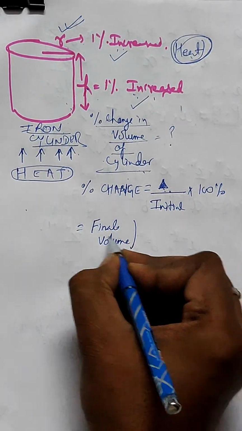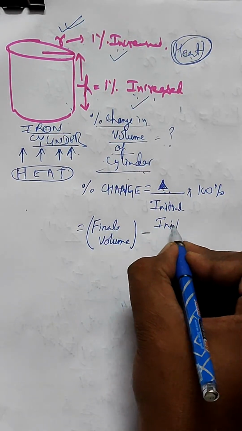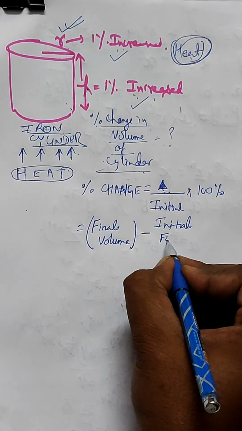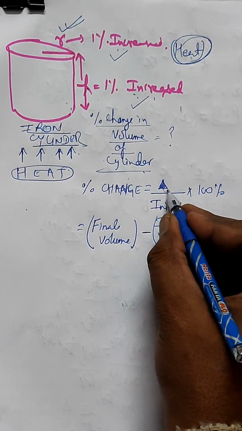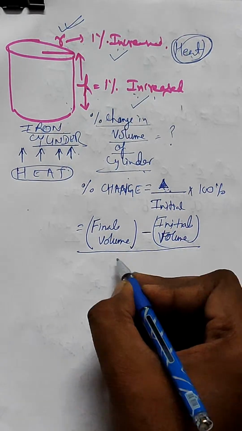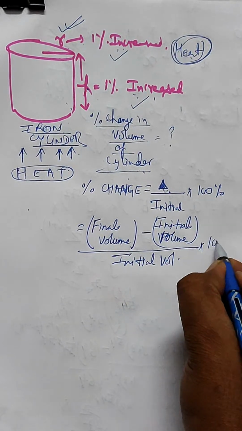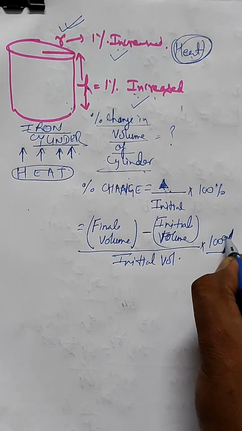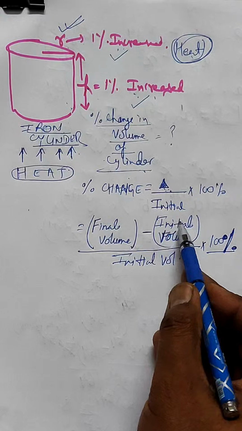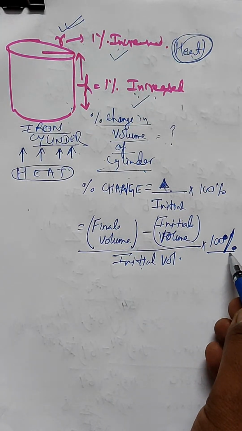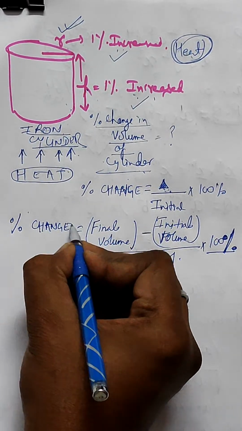That means after heating minus the initial volume. What is the initial volume? Don't go into the figures, just write the formula first. Okay, this is delta, represented by this delta divided by the initial volume into 100%. So whenever you get any question on percentage change, always apply this formula: final minus initial by initial into 100%, right?